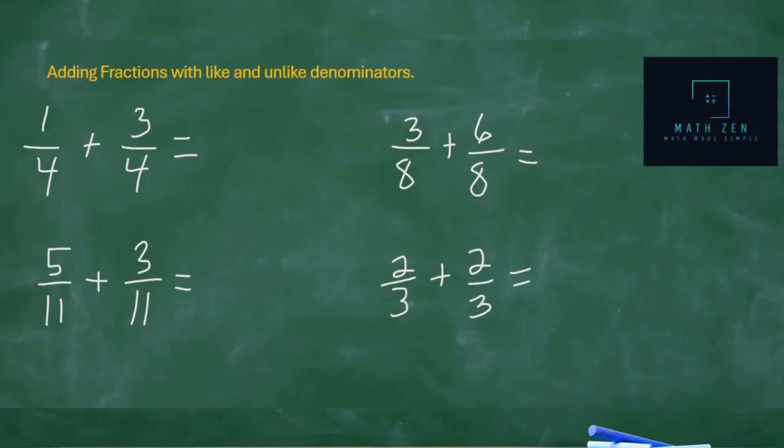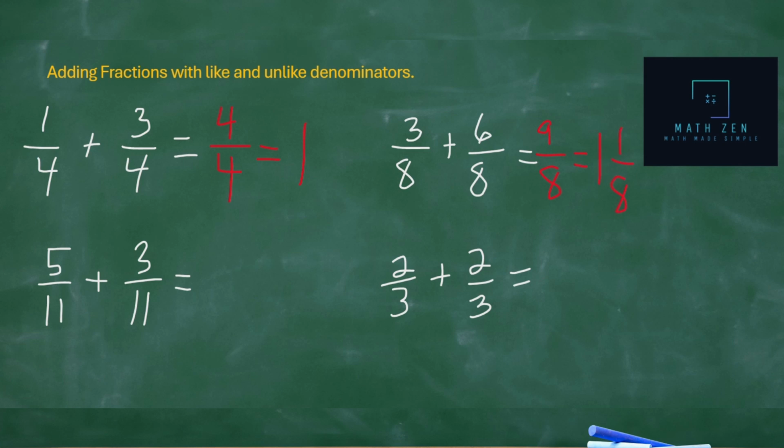All right, now that you've had some time to solve these, let's go ahead and see how you did. So for the first one, you should have done 1 plus 3 equals 4/4, and that's going to convert to just one whole. The next one, we would have 3 plus 6 equals 9/8, which is going to convert to 1 and 1/8.